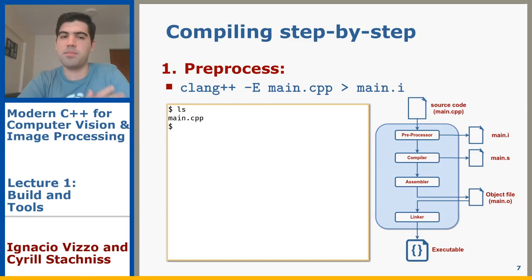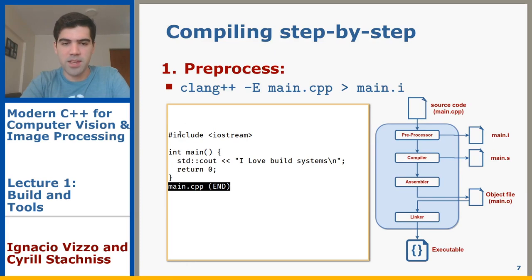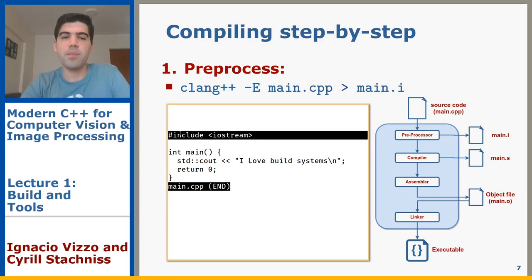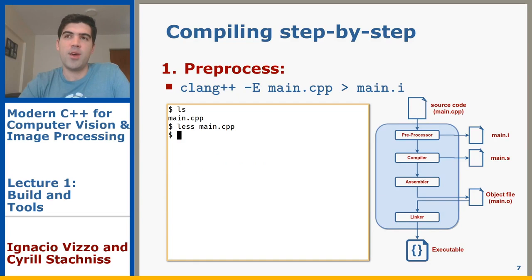So the first step is pre-processing. We discussed this in the previous lecture. Whenever you include a file in the source files you're talking about, who is in charge of going to this file and copy-pasting the content of this file into the main.cpp file? This is the preprocessor. It will also expand macros and remove all the comments.